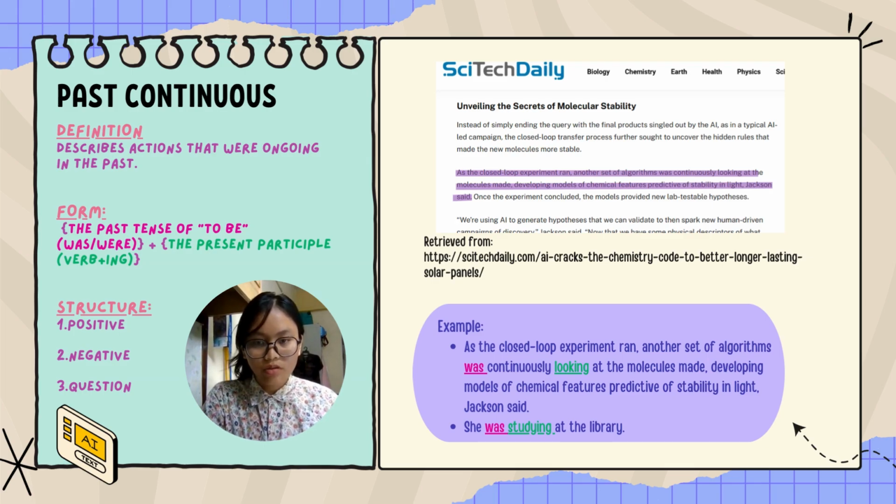The second example also follows the same form. She was studying at the library. So past continuous can be written in three structures, which is in positive, negative, or question.